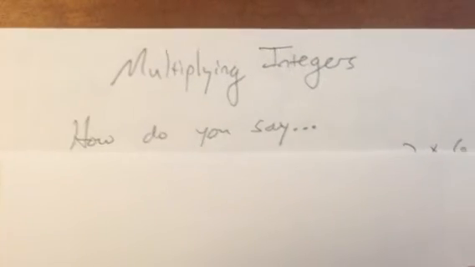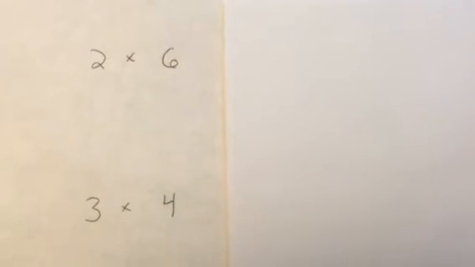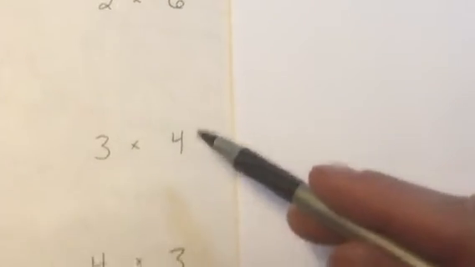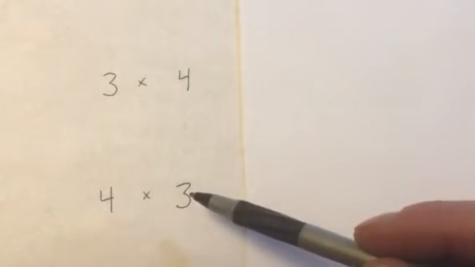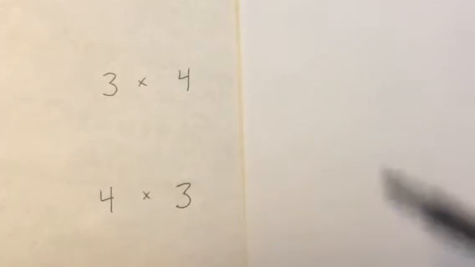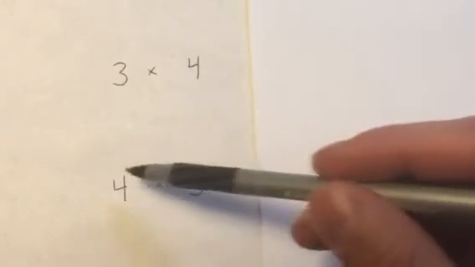I want to ask a very basic question, which is how do you say that? Give yourself a second to think about in your head how you would say this problem right here. Now, what I'm assuming is you're all saying 2 times 6, 3 times 4, and 4 times 3.